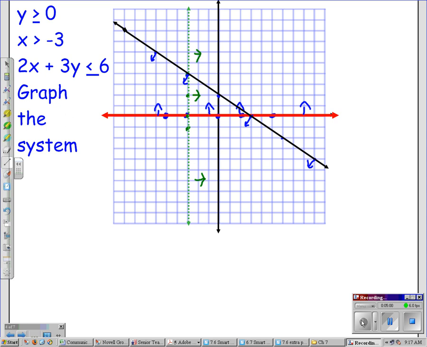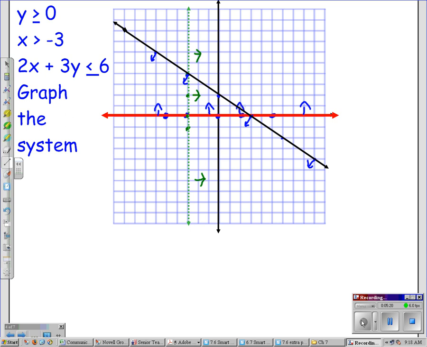We have a horizontal line at y greater than or equal to 0, shading above. We have x is greater than -3, which is a vertical dashed line, arrows to the right. And then 2x plus 3y less than or equal to 6 is a solid line, and the arrows are down.